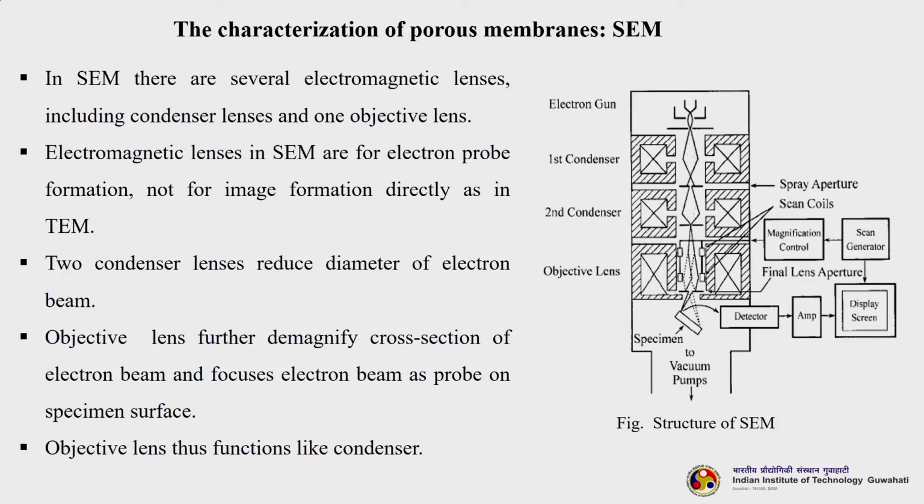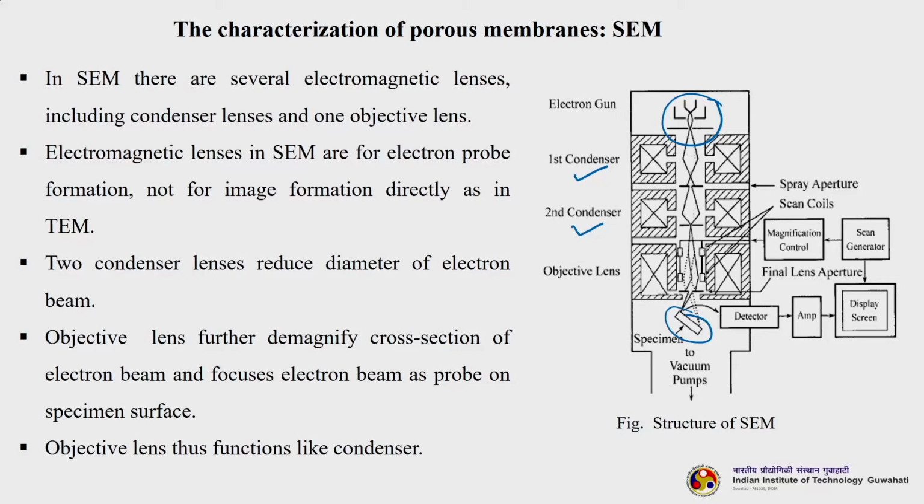Here the 2 condenser lenses reduce the diameter of the electron beam. They are condensing, that is why the name condenser lens. The objective lens further demagnifies the cross section of the electron beam and focuses it as a probe on the specimen surface. You can see this is your specimen, which is held in a tilted position. So, the objective lens functions like a condenser. We have a first condenser lens here, a second condenser lens, and this is the electron gun which is providing your electrons.